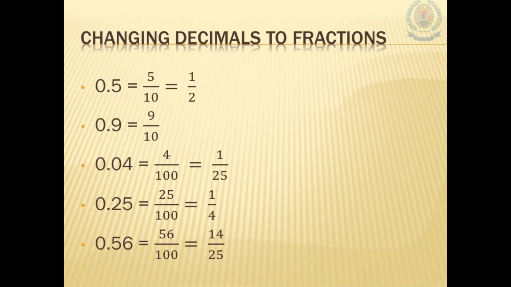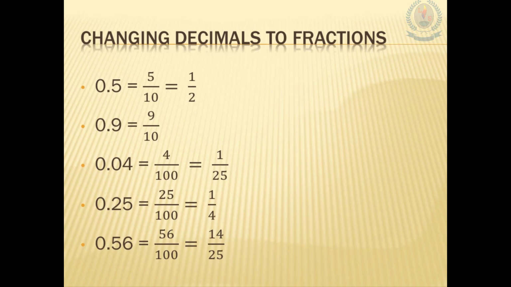Changing decimals to fractions. 0.5. You know 0.1 is equal to 1/10th. So you can write 0.5 as 5 tenths. A decimal can be changed to a fraction by using the number after the decimal point as the numerator and 10, 100, 1000 as the denominator.